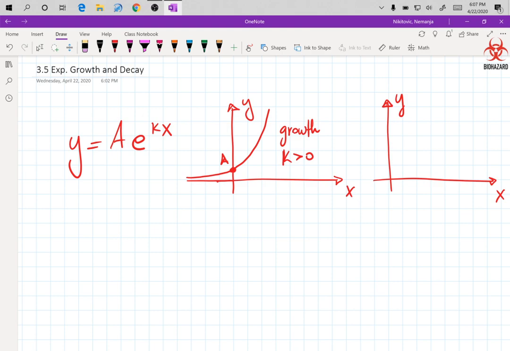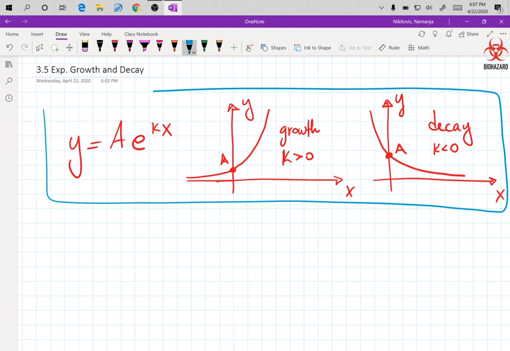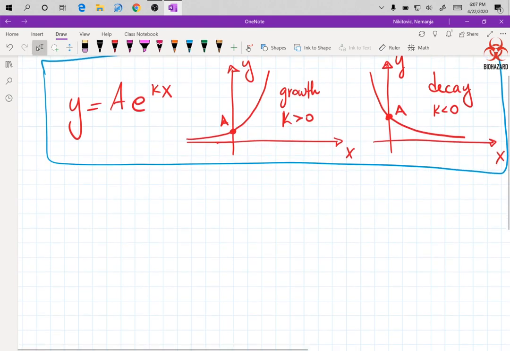The other graph will look like this. It will also go through a. And this is something we'll call decay, for k less than 0. And that's our theory, stuff that we need to know from before. And now we are going to jump into some calculations and see in which ways we can use this.